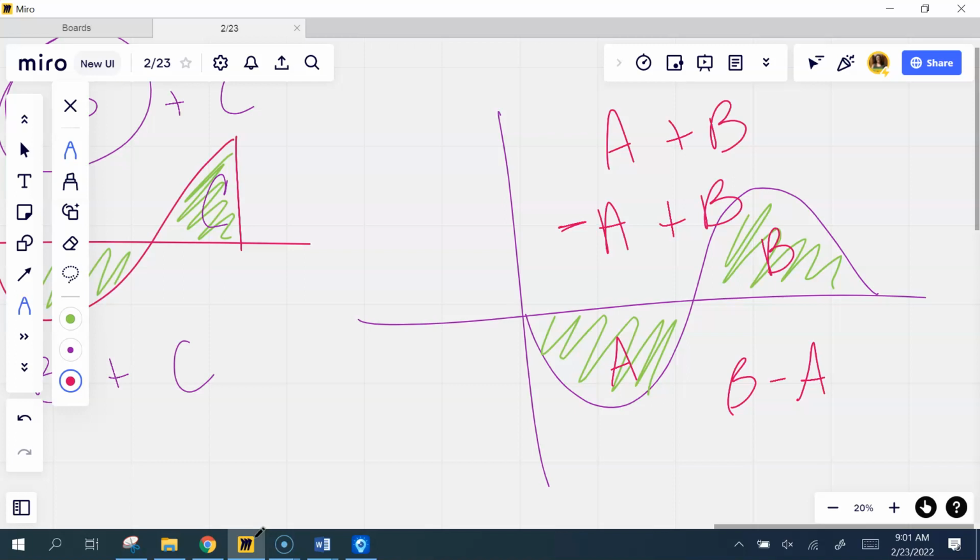Right. Displacement is final minus initial.